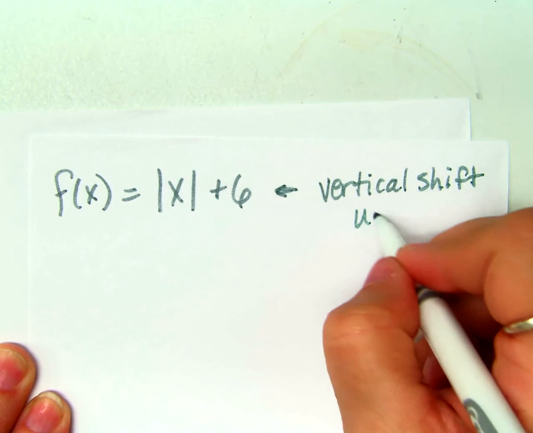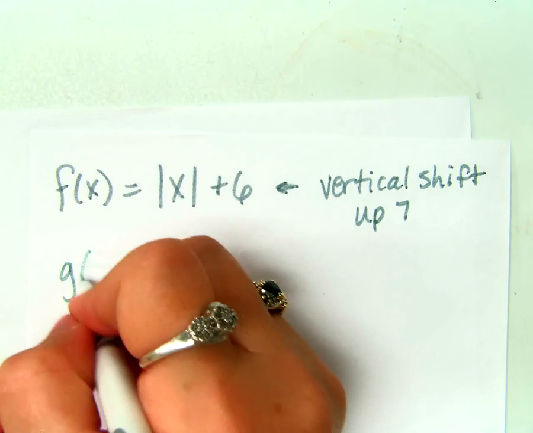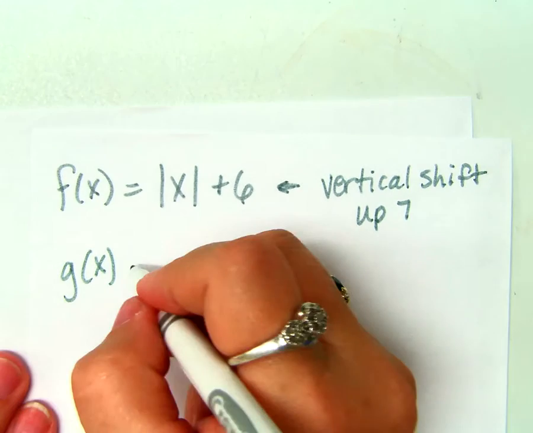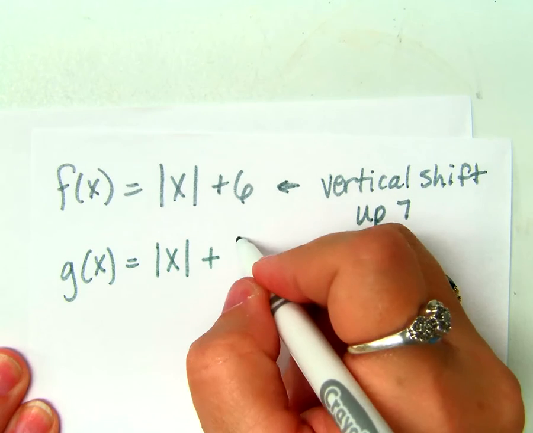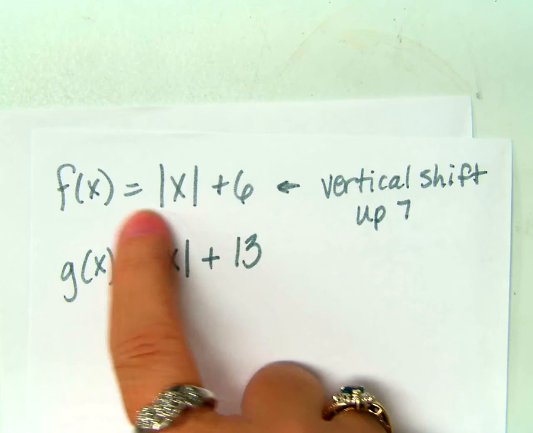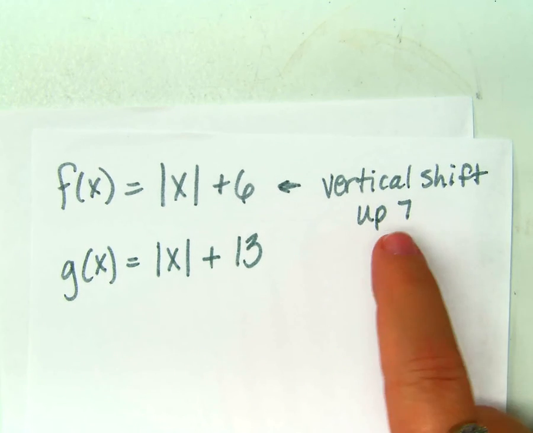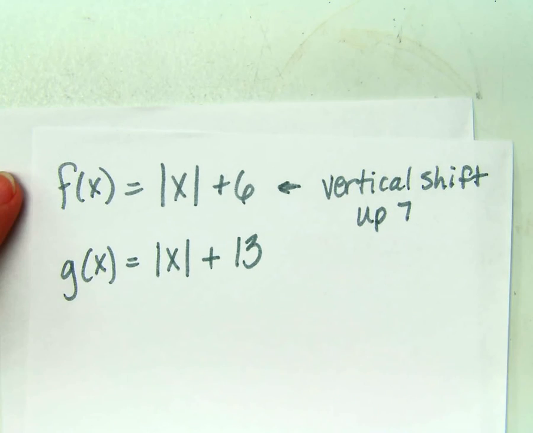How about up 7? What would be our new function? Absolute value of x plus 13. Now, earlier somebody said absolute value of x plus 7. What were they doing? They weren't starting from the right place, were they? Okay? I want you to start from the given f of x and do the transformation to that function. So it's already had stuff happen to it, and now it has more. Okay? Any questions about that?